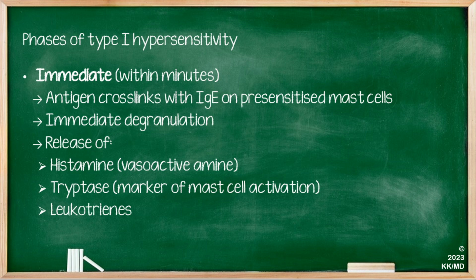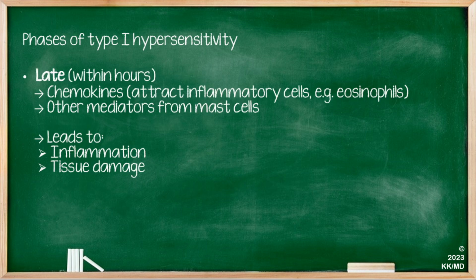So this will all be quite familiar as well from our talk on anaphylaxis and drug allergy. So again, if you want to watch either of those talks, just click on the links now. The later stage of hypersensitivity occurs within hours, and this involves chemokines, which attract inflammatory cells, for example, eosinophils, and other mediators from mast cells. This leads to inflammation and tissue damage.